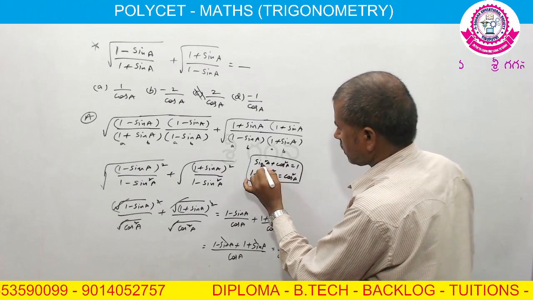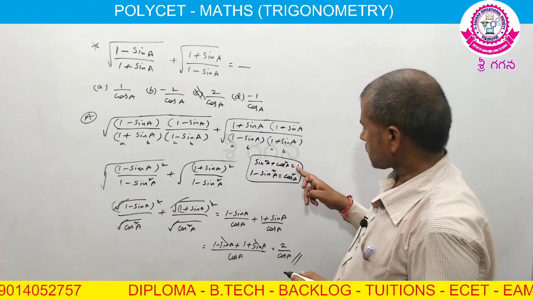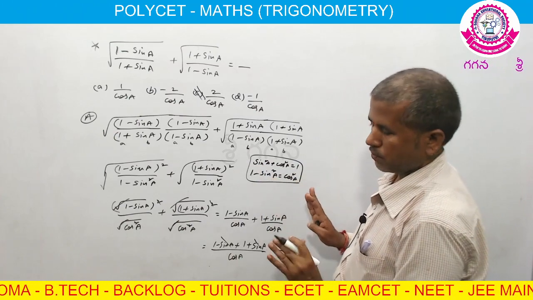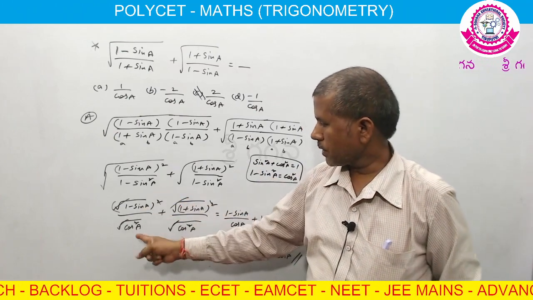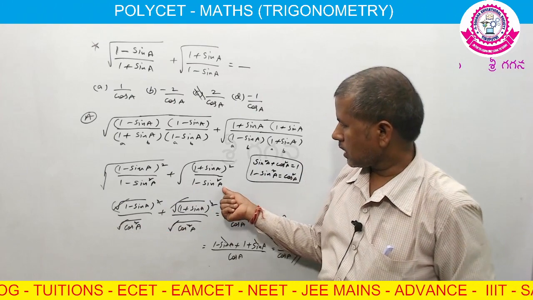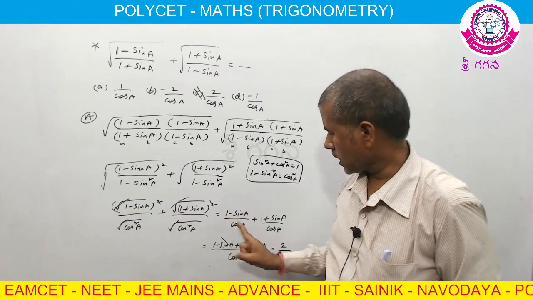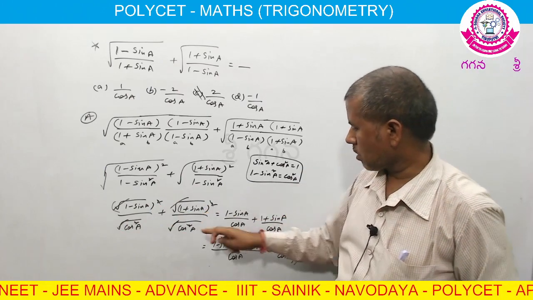So we write sin square a plus cos square a equals 1. So 1 minus sin square a equals cos square a, no problem. So 1 minus sin square a means cos square a, the square root cancels. Here also the same square root cancels. We get (1 minus sin a) by cos a, (1 plus sin a) by cos a.